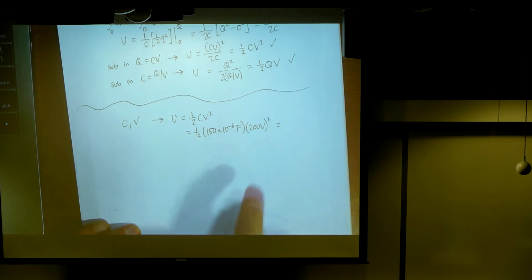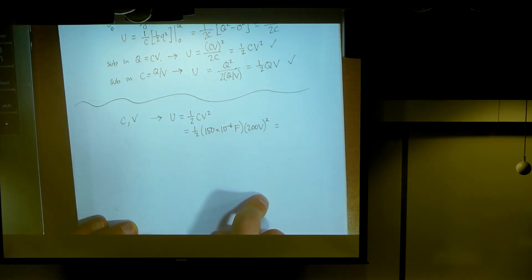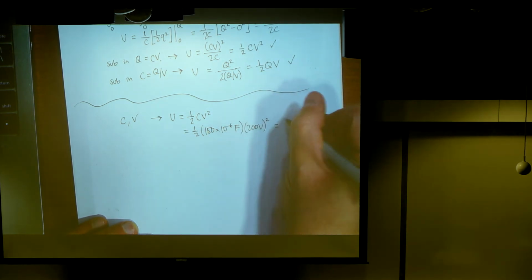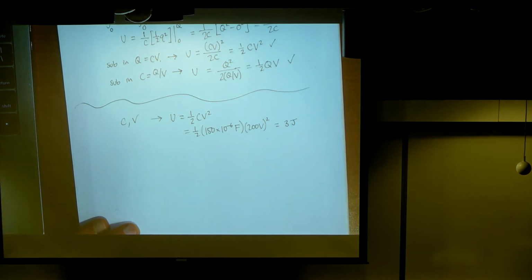0.03? This one? 0.03, does it? I just got 3. Yeah, it should just be 3. Remember, this is 150 right here. Oh, okay. If you put in 1.5, you'd get that, but it's just 3, and the units come out in joules, okay?